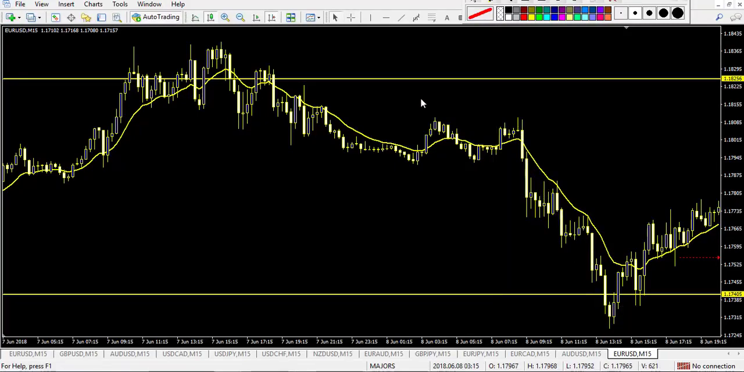And by the way, when you learn to plot your level with the techniques that I use, you want to get this kind of pips number, 50 pips to 100 pips. That's your target ultimately.